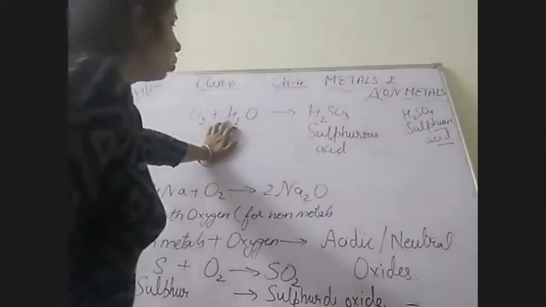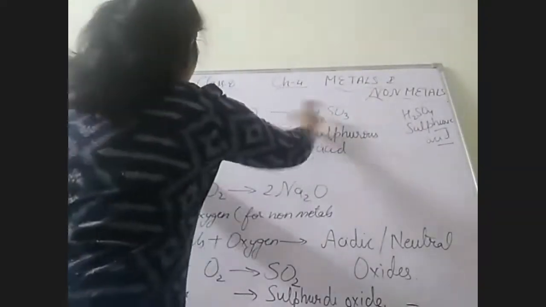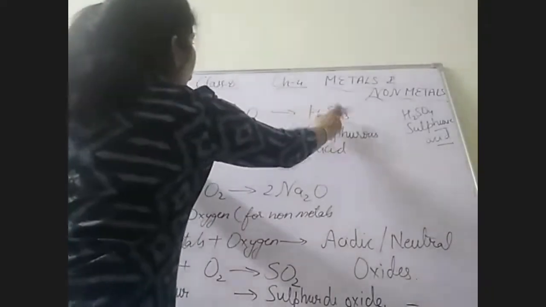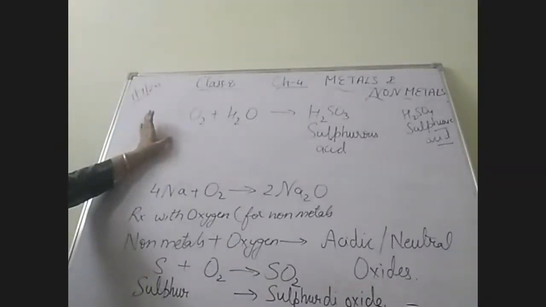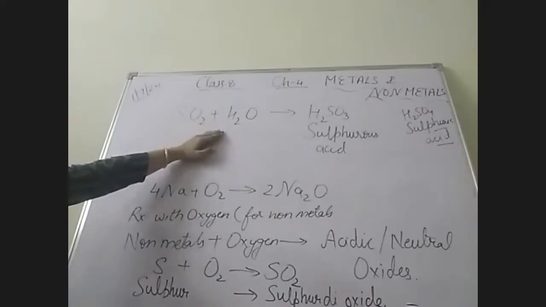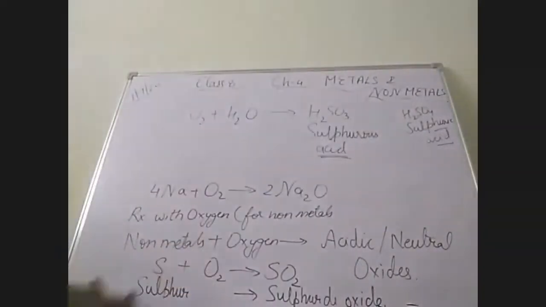Just check it once. 2 of hydrogen, 2 of hydrogen, 1 of sulfur, 1 of sulfur. Oxygen 2 plus 1, 3, O3. So this is balanced. No need to balance this equation, right? So sulfur dioxide, when it reacts with water, will give us sulfurous acid, which is acidic in nature. Okay, this is an acid, so it will be acidic in nature. Will it have pH more than 7 or less than 7? What is the pH of acids?